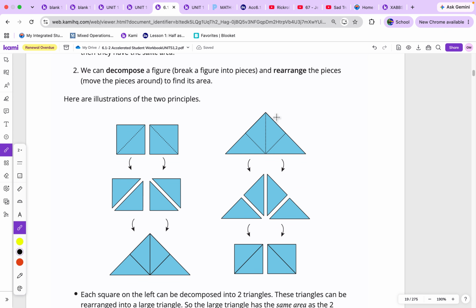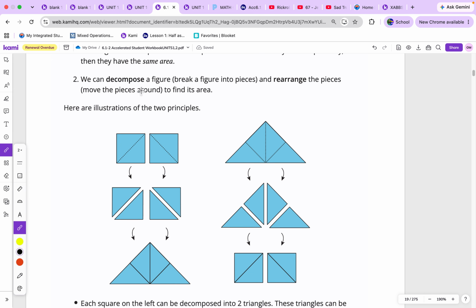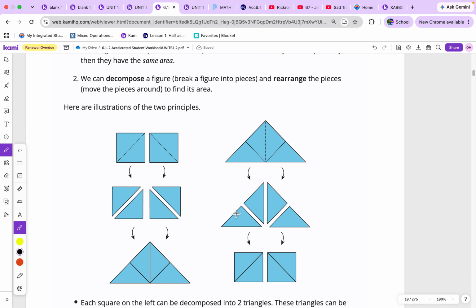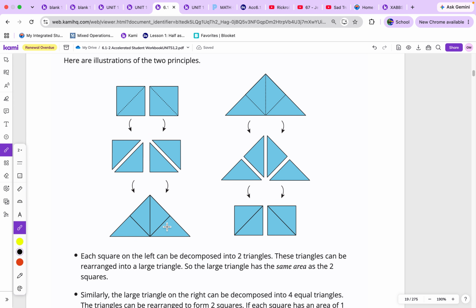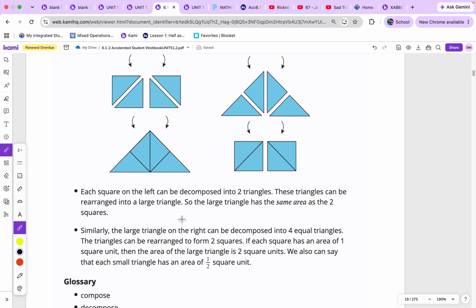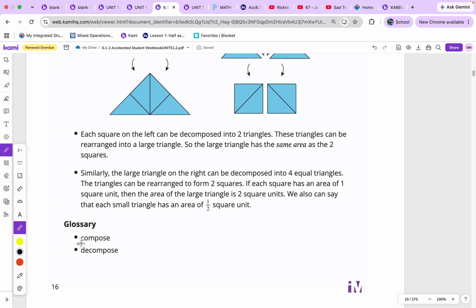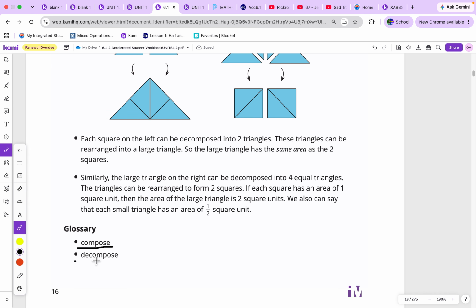Okay, so if you take apart the shapes, you are decomposing a figure. And if you move it around, you are rearranging it. And then you can compose it again into different shapes. So there's your vocabulary words: compose and decompose.